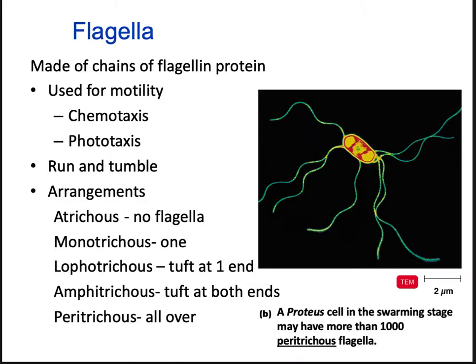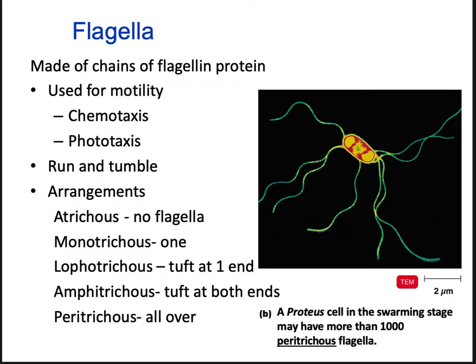Okay, so I started talking about flagella a little bit earlier, and now we're going to take a closer look at that. So why is it called flagella? The type of protein that it's made out of, chains and chains of repeating units of this protein called flagellin. And this is used for motility. Some bacteria don't have flagella at all. Others have one, and others have more than one. And there are different arrangements.